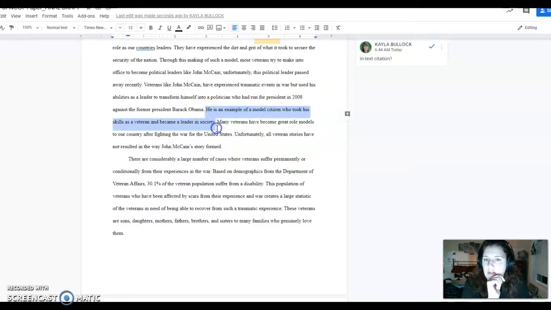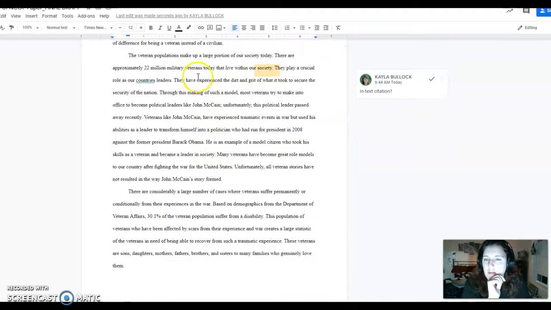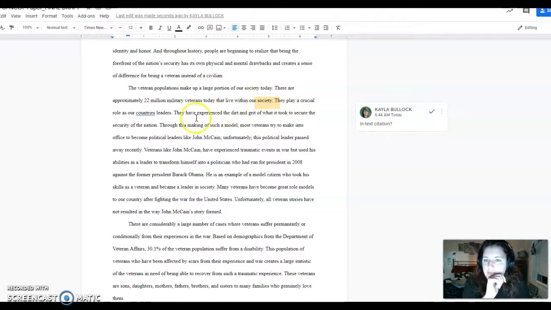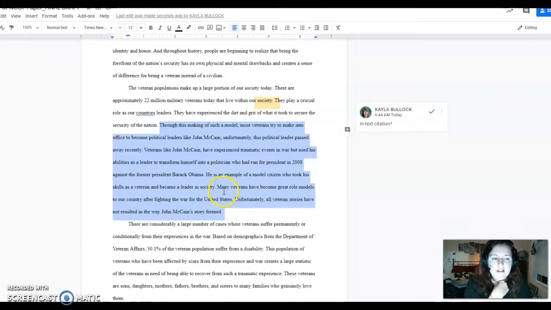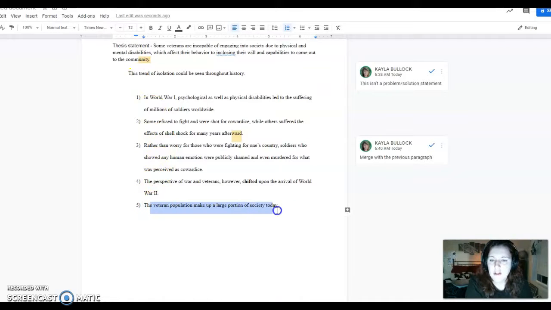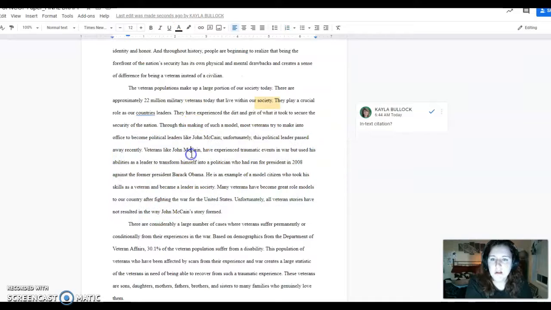This is a difficult claim to make. I'm not really sure what the point of this paragraph is. This whole bit here is confusing to me, for many reasons. But let's just start with the main reason: it's not really matching the claim that's being made in this topic sentence. The veteran population makes up a large portion of society today, and then we go on a rant about John McCain, and that really has nothing to do with that topic sentence claim.